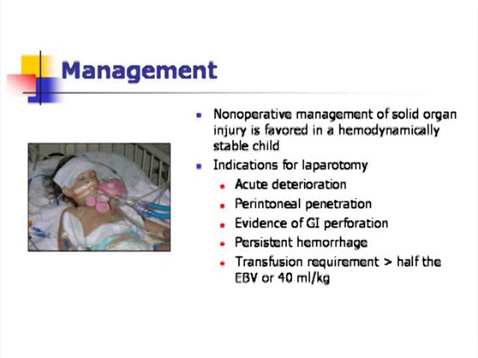Evidence of a GI perforation. In other words, you got a lot of free air when you did the CT. Persistent hemorrhage. And a general rule is that you have a transfusion requirement that's about half the estimated blood volume, which is about 40 milliliters per kilogram.